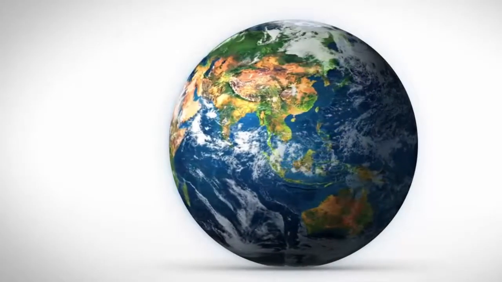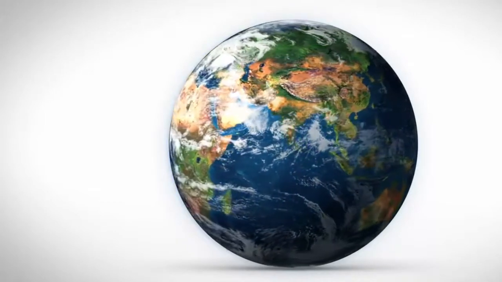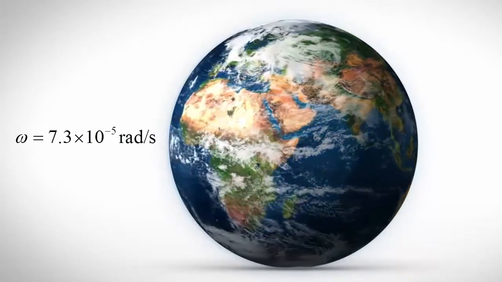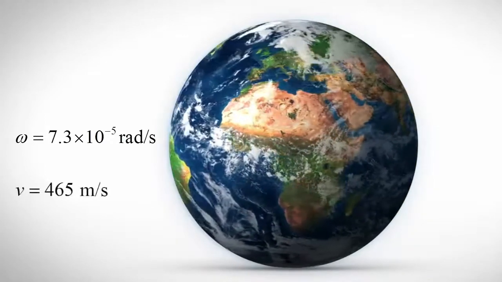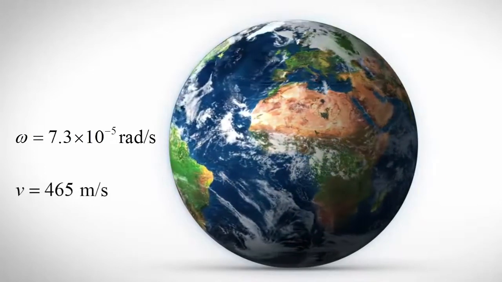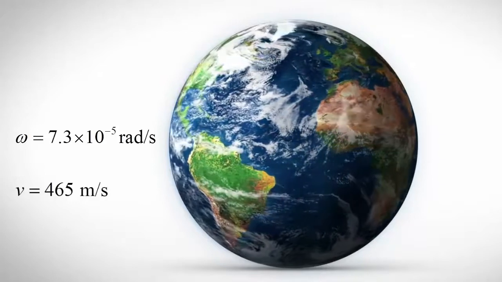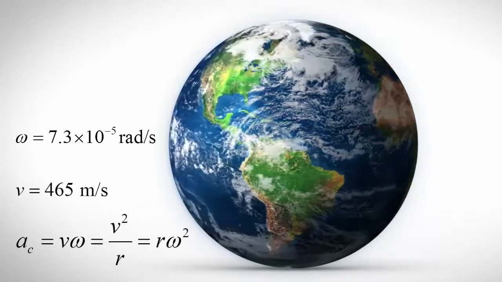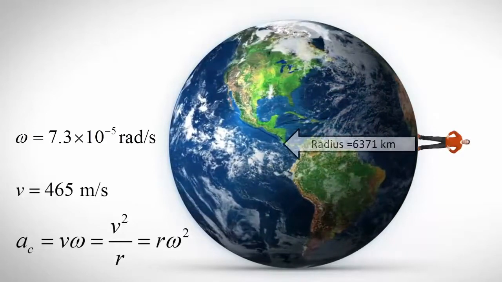Let's go back to the rotating Earth example from the last video, where we determined that the angular speed of the Earth's rotation was 7.3 by 10 to the negative 5 radians per second, and the linear velocity at the equator due to the Earth's rotation was 465 meters per second. Using one of the formulas previously derived for centripetal acceleration, calculate the centripetal acceleration that is experienced by the person standing at the equator.